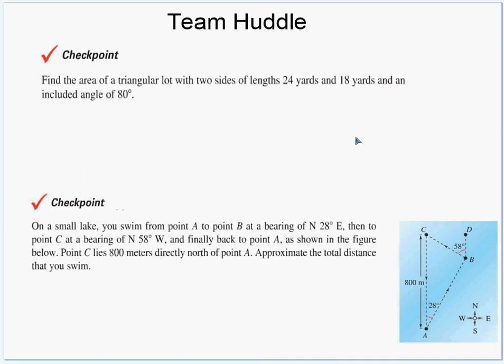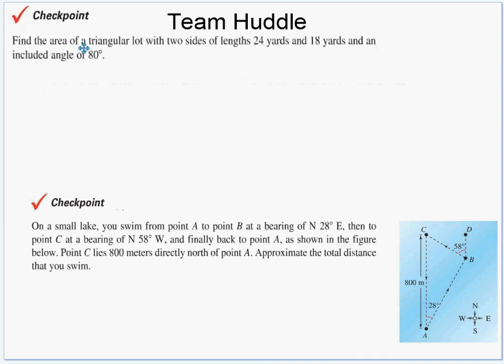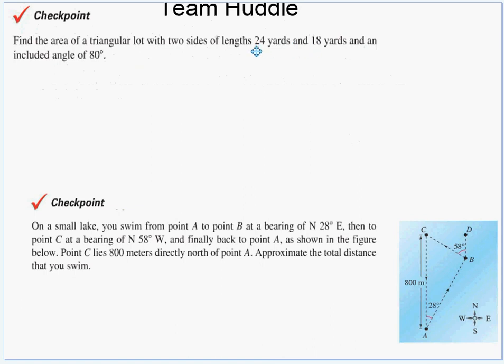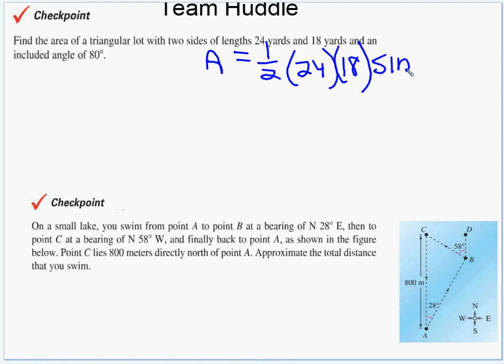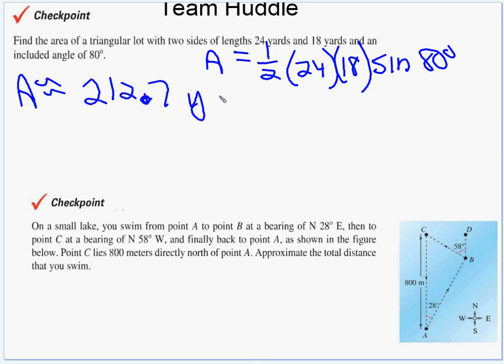Okay, for the first one, that's just an area problem. Triangle, a lot of land. We've got the two given sides, and then we have the included angle. So our area is just going to equal 1/2 times the two sides, the 24 and the 18, and then multiply that by the sine of 80 degrees. Make sure your calculator is in the correct mode. If you got everything punched in right, you should get about 212.7 yards squared.